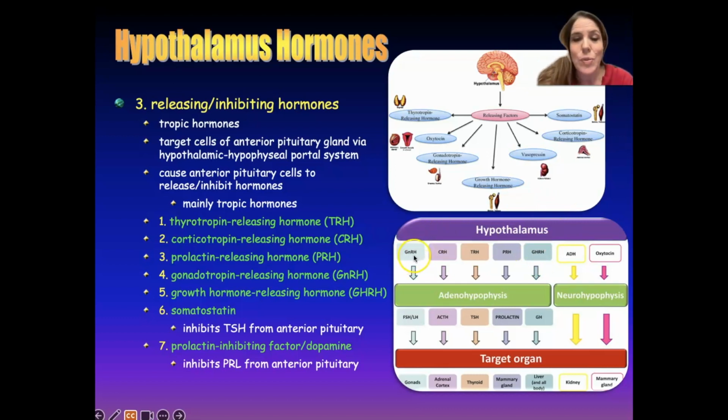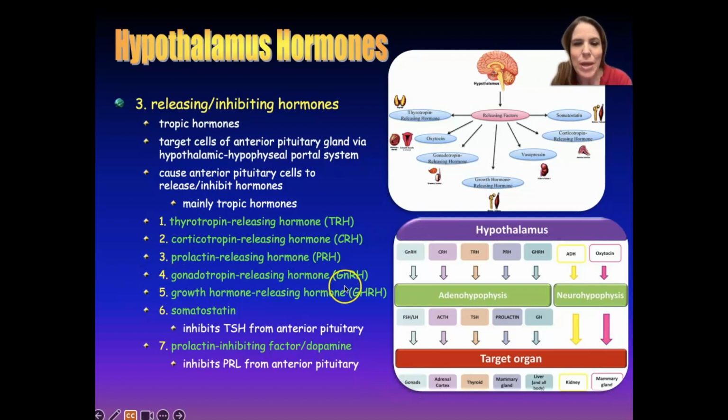GnRH is gonadotropin releasing hormone, secreted and produced by the hypothalamus, sent through the portal system to the anterior pituitary gland, tells it to release these gonadotropin hormones, which is FSH and LH. We will be talking about those in just a minute. And those target the gonads, so testes in a male or ovaries in a female.